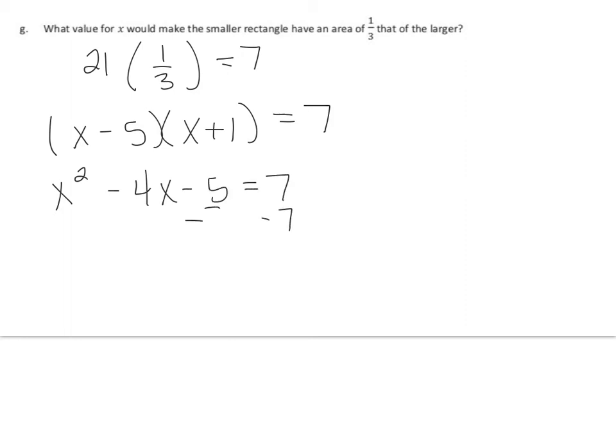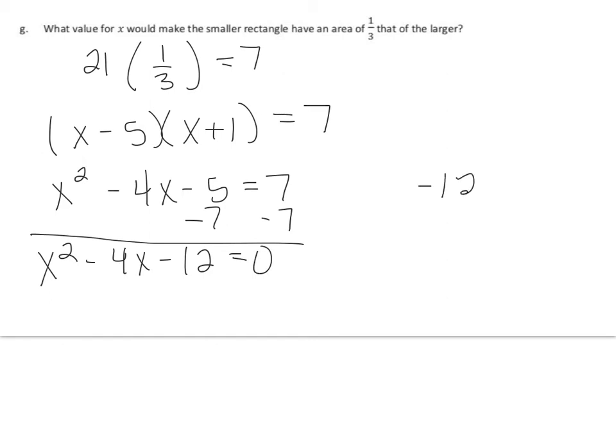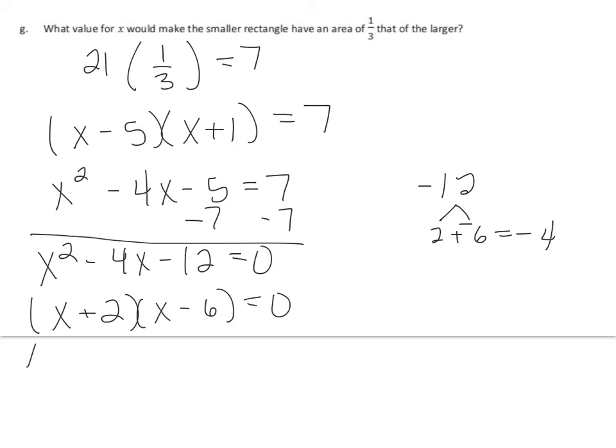So subtract 7 from both sides. I have x squared minus 4x minus 12 equals 0. Negative 12 splits into 1 times 12, 2 times 6. Oh, I need a negative 4, so there we go. So x plus 2, x minus 6 equals 0. Solve each binomial, solve each linear factor.